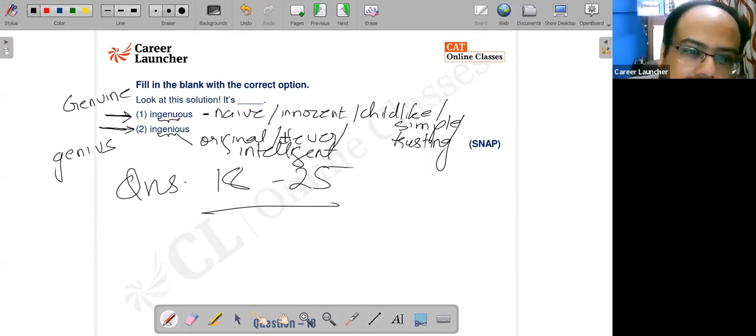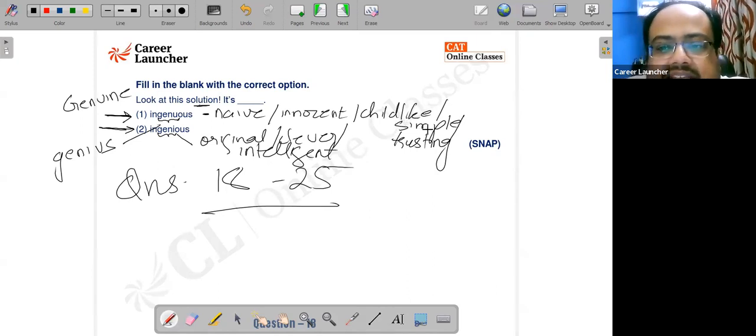But this is an important set of words. In question 18, look at the solution, it's dash. It's going to be the second option, ingenious. It's an original solution or maybe a clever solution. A solution is not likely to be innocent or childlike or simple, when I say simple, simple in nature. So this is not likely to be innocent or childlike or trusting.